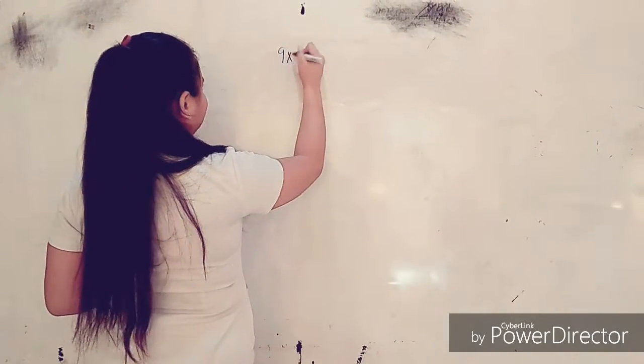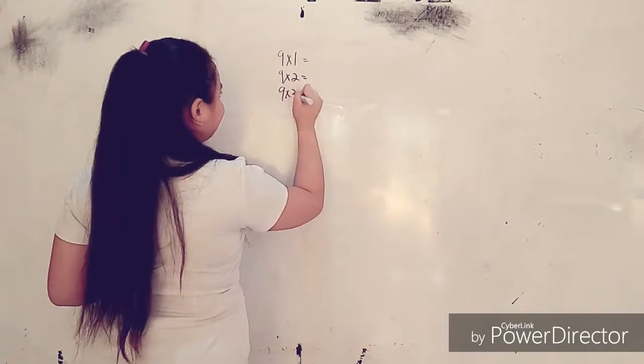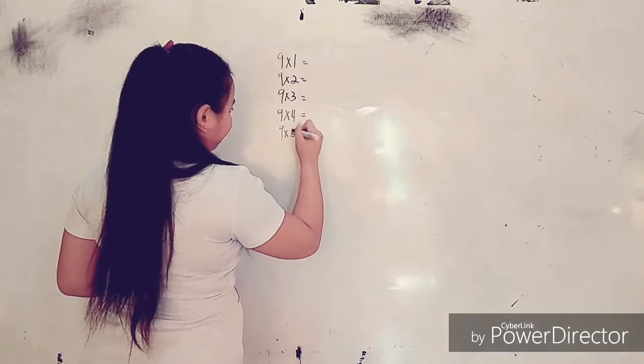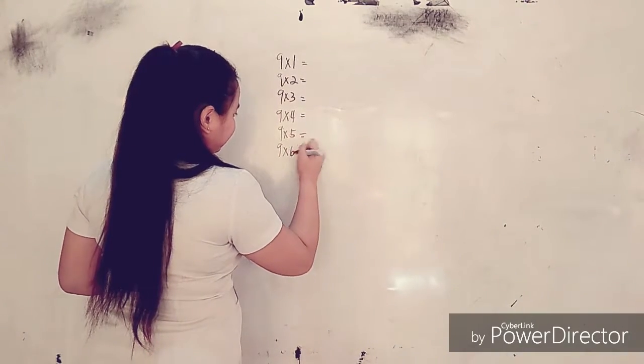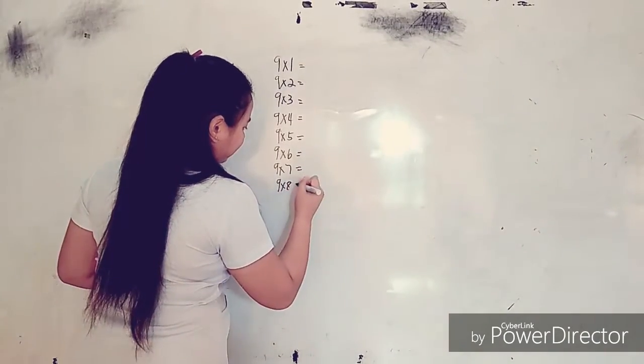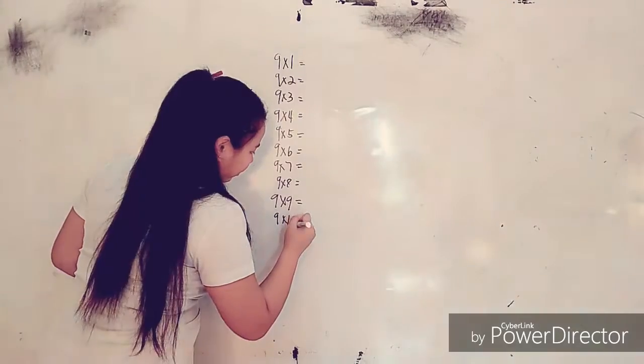So let's proceed in multiplying numbers by 9. First, I will write the table of numbers to be multiplied by 9. 9 times 1, 9 times 2, 9 times 3, 9 times 4, 9 times 5, 9 times 6, 9 times 7, 9 times 8, 9 times 9, and 9 times 10.